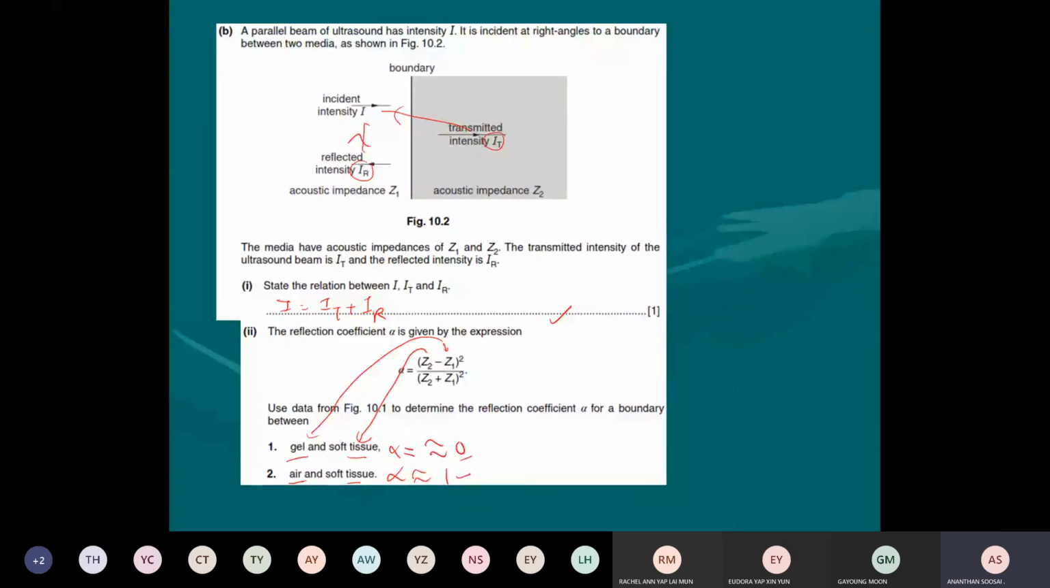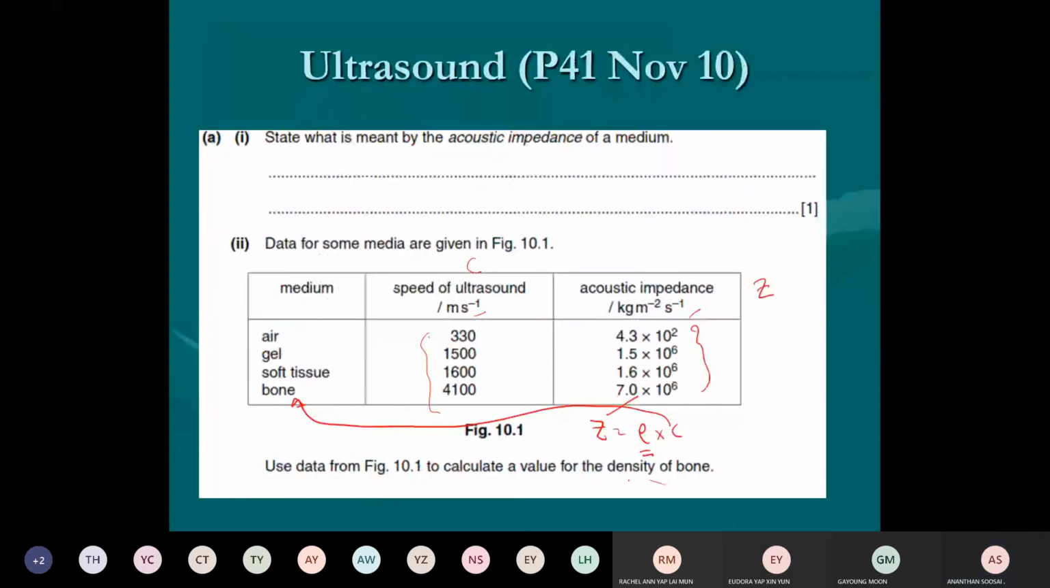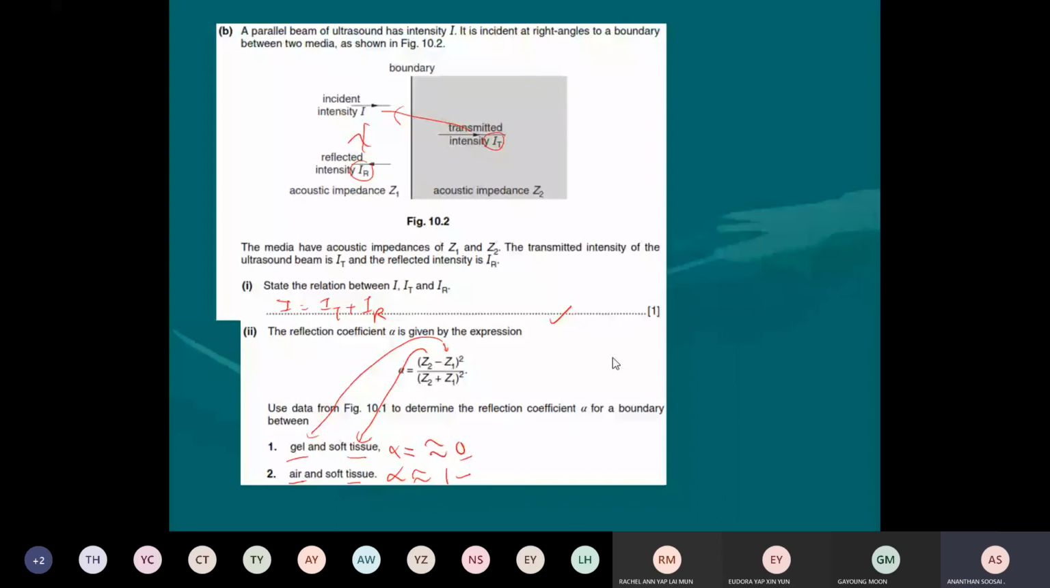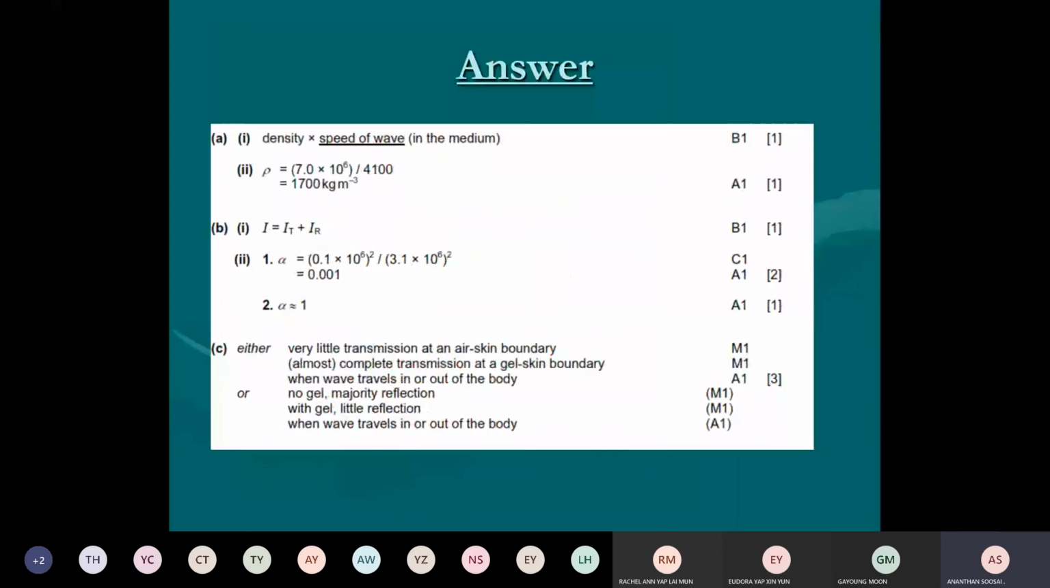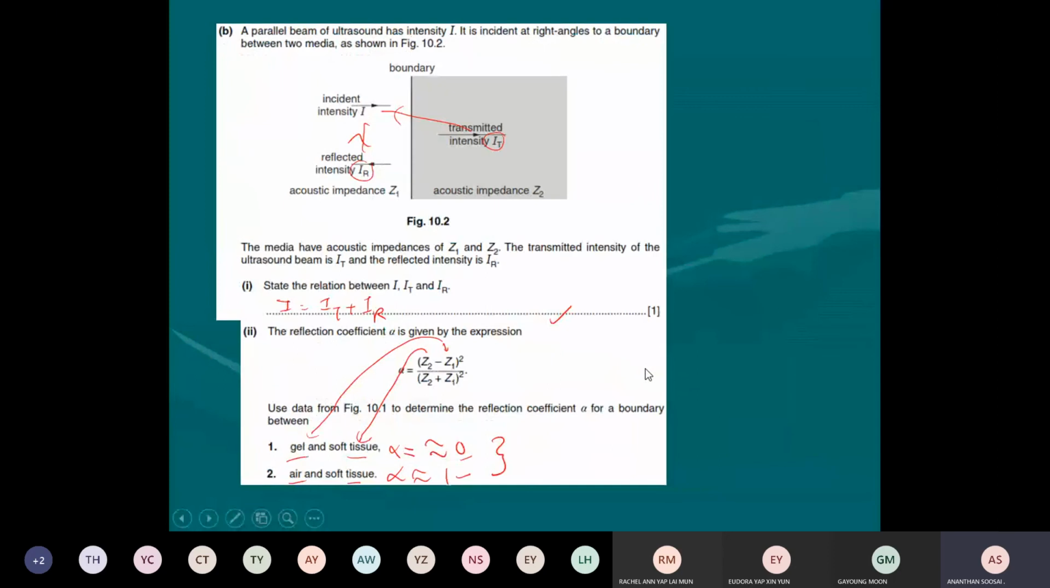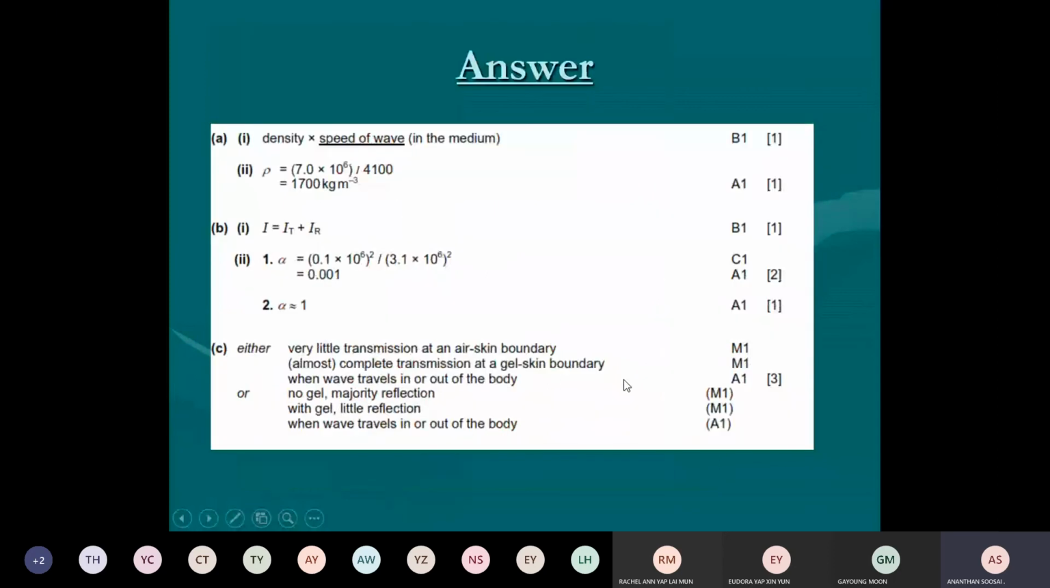So that's what it should be in your mind, but get the number by using the acoustic impedance here, for soft tissue and air, and bone. I think it shouldn't be a problem. Just substitute the numbers and you can get the answer. Mark scheme: the answers were one is 0.001 and the other is close to 1. Okay, so now that's the two questions.